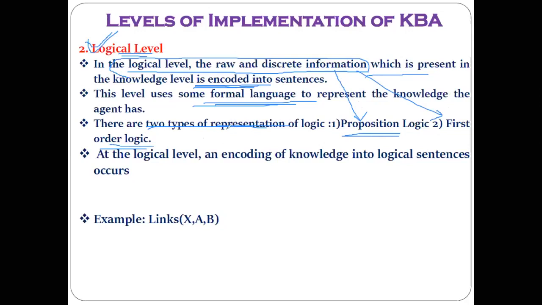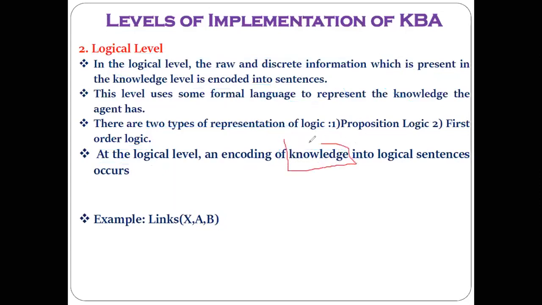We cannot just give the raw information to the knowledge-based agent. That information has to be represented in some logical form. That is our logical level. The same point I have written here: at the logical level, the encoding of knowledge into logical sentences occurs. Using which level are we giving the knowledge? The knowledge level. Now, in the second level, the encoding of that knowledge in some logical sentence occurs.